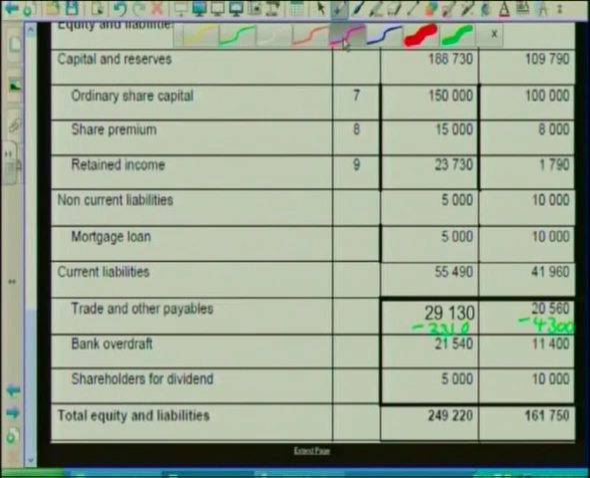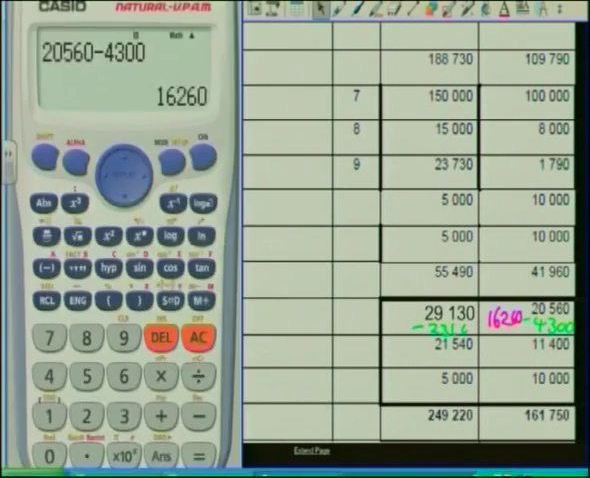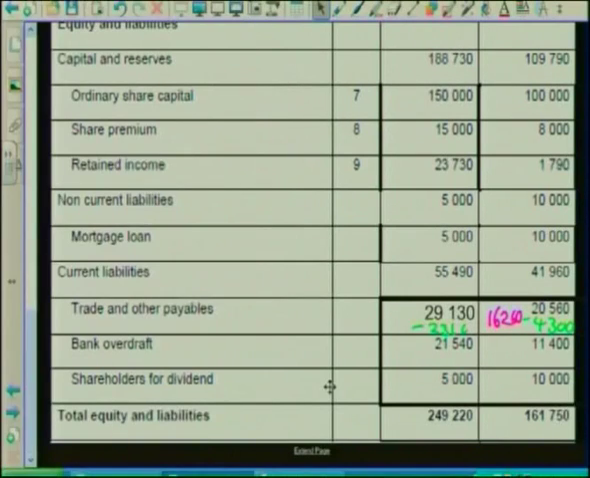Okay, I'm just going to change the color of the pen there. So this amount now becomes 26,000. Okay, I'm making a mistake there, guys. Let's just take that out. This amount now becomes 16,260. Let's just verify that quickly. Yes, that's correct.